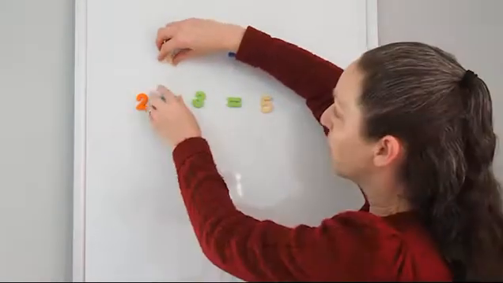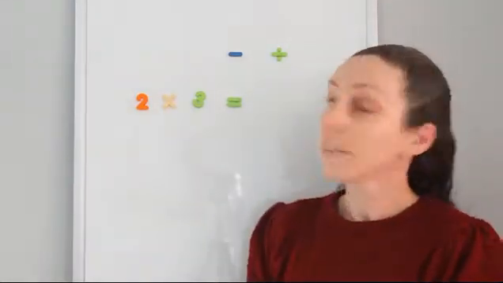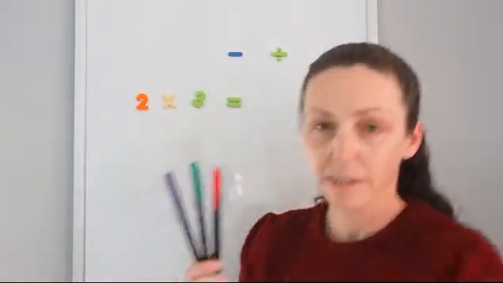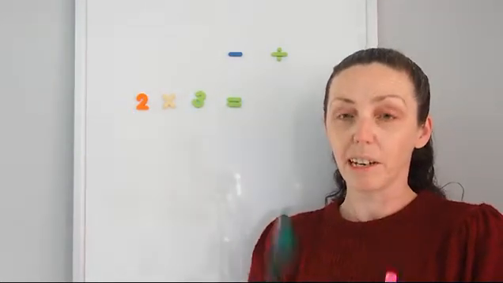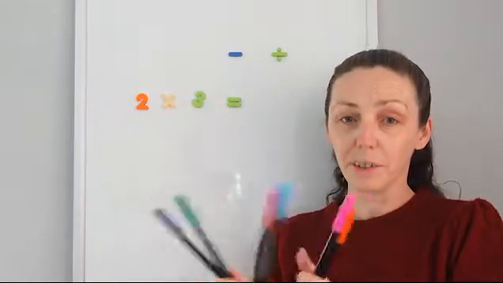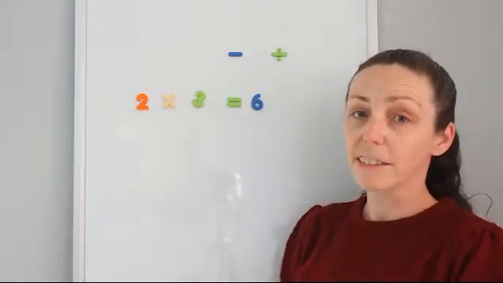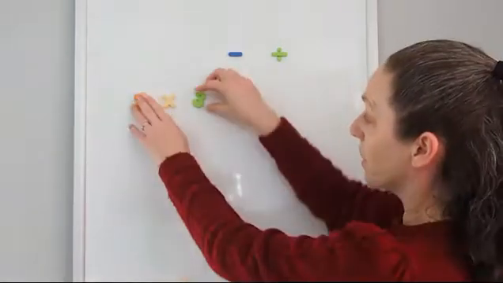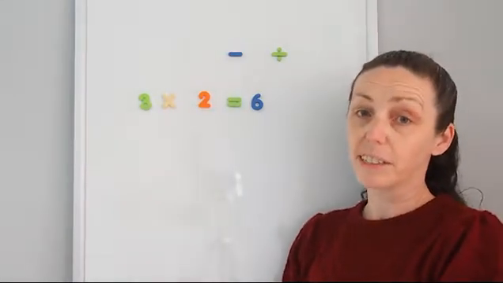Likewise for multiplication. I can have 2 lots of 3 pens, or I can have 3 lots of 2 pens. Either way, I've got 6 pens. So multiplication is also commutative. We can swap the digits around in that calculation and still get the same answer.